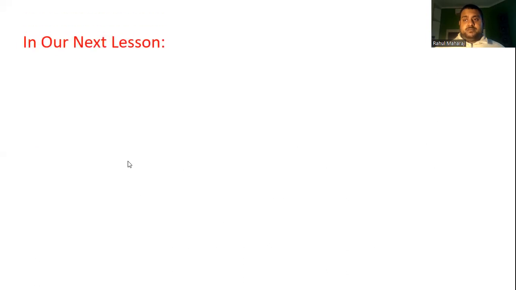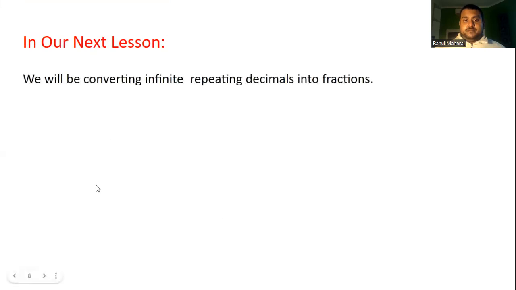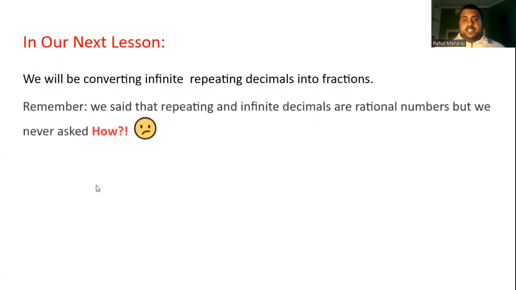So in our next lesson, we'll be converting infinite repeating decimals into fractions. We said that they are rational numbers, but how do we get them to be fractions to support our claim? And this brings us to the end of this lesson.